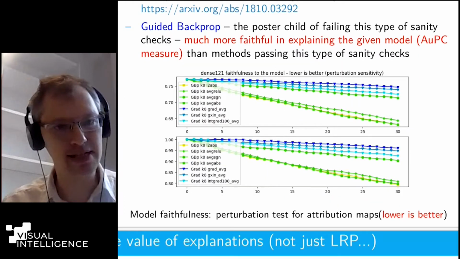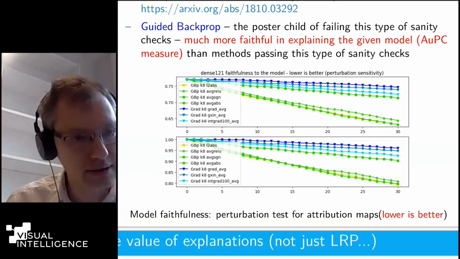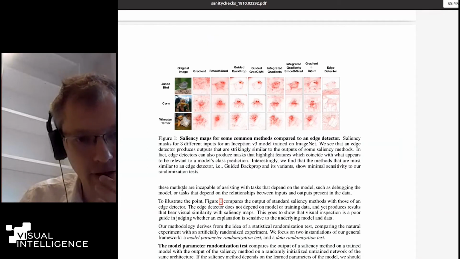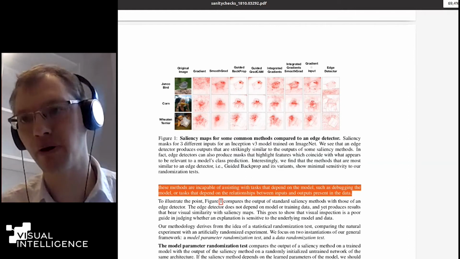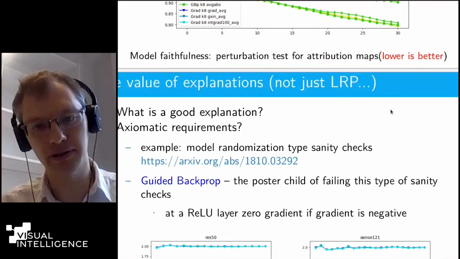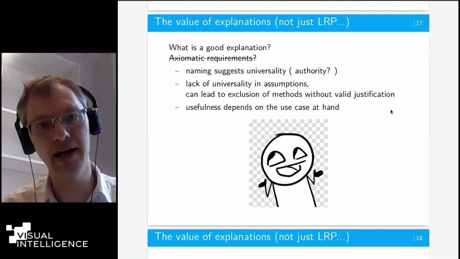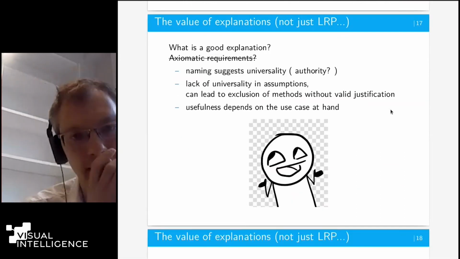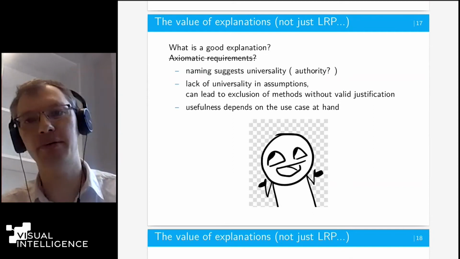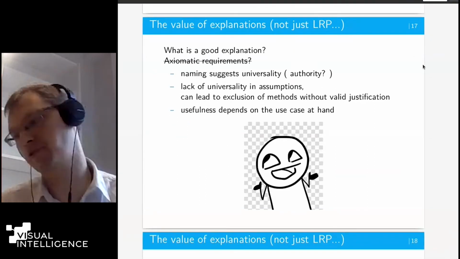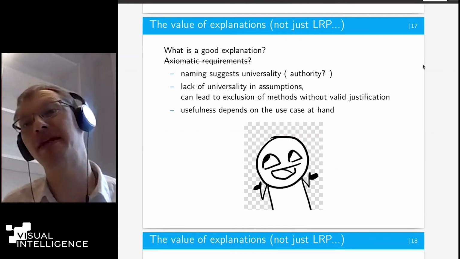Now, contrasted with what the paper says here. So where's the paper? It just said, and consequently, these methods are incapable of assisting with tasks that depend on a model and so on and so on. And I would say, no, this conclusion is absolutely not true. So what's the point? You had one axiomatic measurement, and that tells you nothing about the model faithfulness. Rather a method that completely fails the one sanity check is much more faithful to explaining the given neural network.